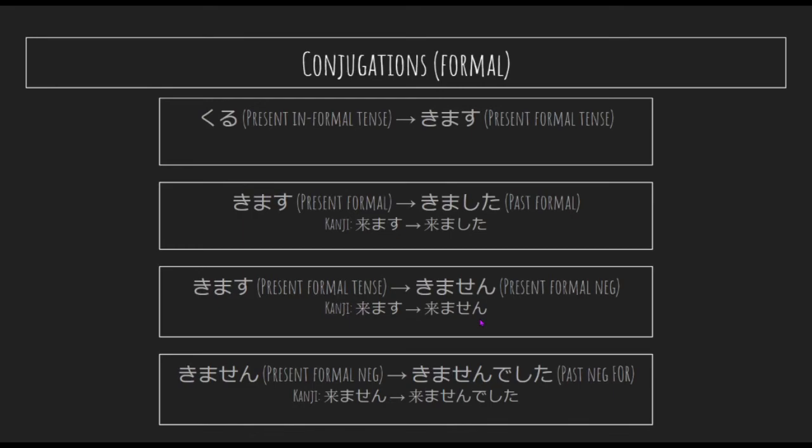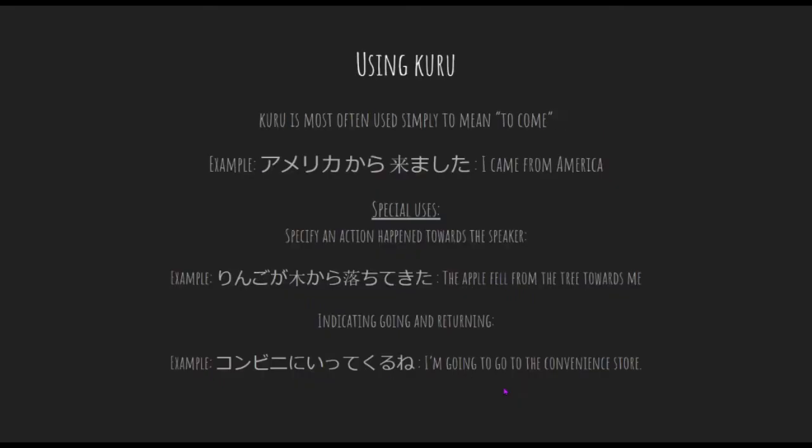So, I will not come. And lastly, for the past negative formal tense, you add deshita to the already negative masen. So, kimasen, I will not come, and then kimasen deshita, I did not come. Now let's look at the uses of kuru. Most often kuru is simply used as it is meant to, meaning to come. Here we have an example: America kara kimashita. So I came from America.